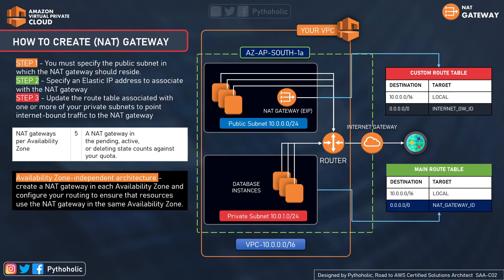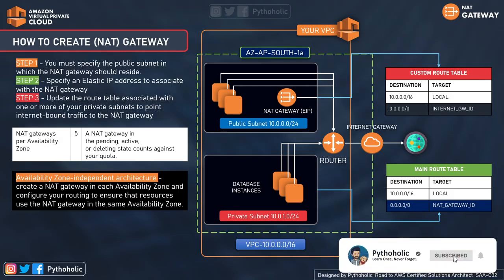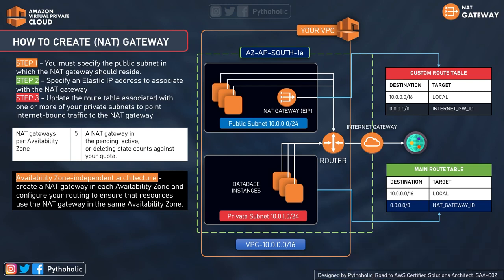And step 2 is basically specify an elastic IP address to associate with the NAT gateway. That is the IP that will be used to create IP masquerading. So that's really important. And step 3, update the route table associated with one or more of your private subnets to point internet bound traffic to the NAT gateway. So if you have one or more private subnets, you can add them to the route table for them to get associated with the NAT gateway, but it is advised to have one or more in each subnet.